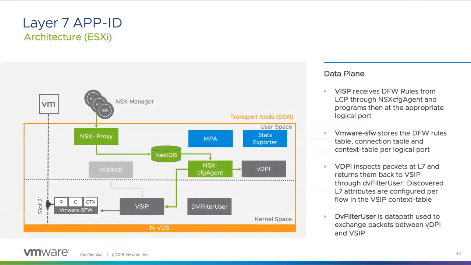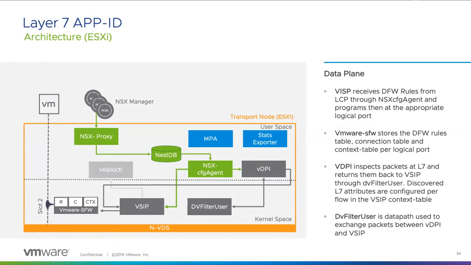All right, I'm going to try and talk my way through this. This is a challenging couple of slides here. So the data path inspection engine, or the VDPI you see here, we send the DFW rules down to the vSIP, and then that comes out and is inspected. VMware SFW stores the DFW rules and the connection table and context table, per logical port.